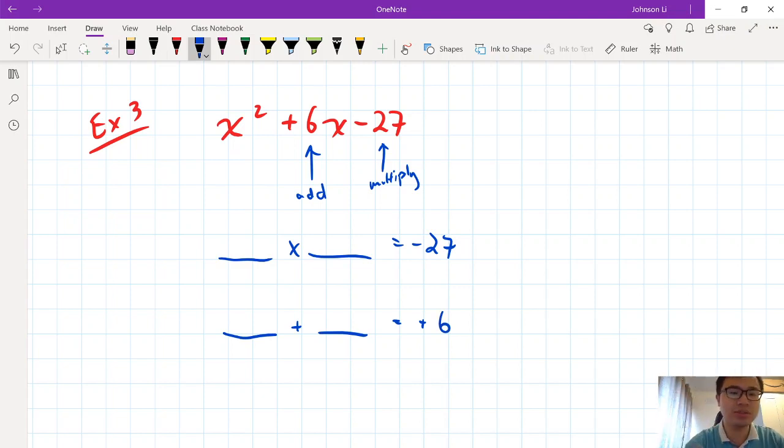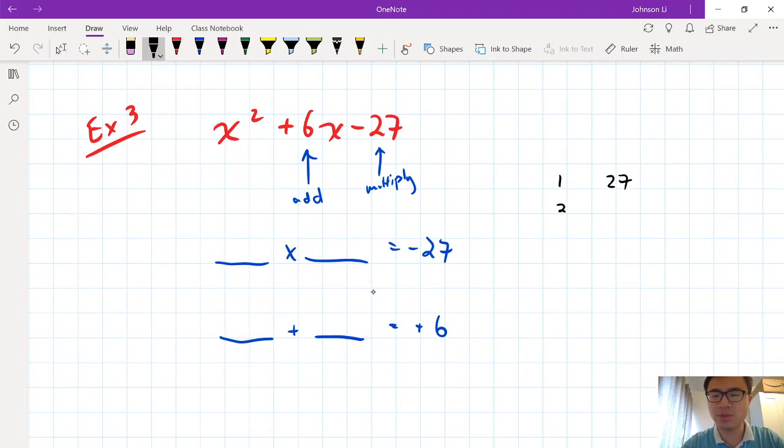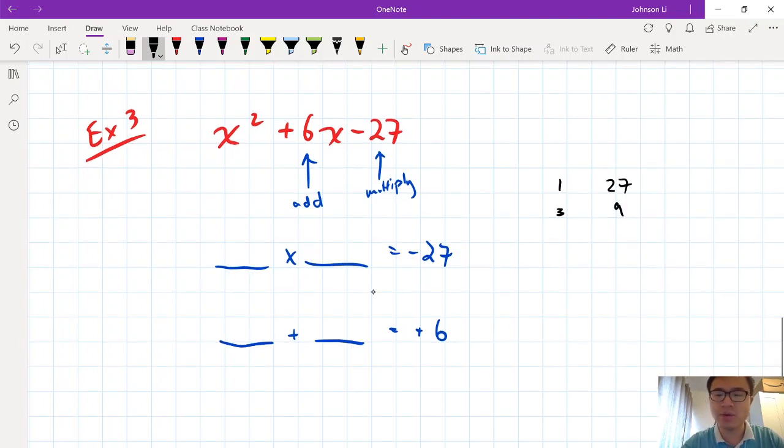So what I always like to do is think about pairs of numbers that would multiply to 27. So what do we have? We have 1 and 27. That multiplies to 27. Let's ignore the negative sign for now. 2. Does 2 multiply into 27? I don't think so. I don't think 2 would work. How about 3? 3 multiplied by 9 is equal to 27, and we can keep on going. I don't think any other numbers work aside from these two pairs.